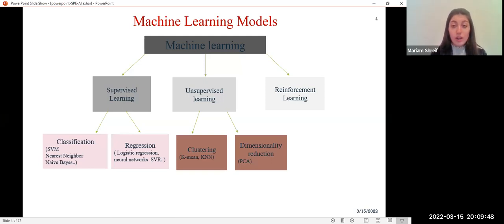And I want to highlight here that although dimensionality reduction is considered an unsupervised learning technique, it can be used as a pre-processing step to reduce the dimensionality of the data set before working with supervised learning algorithms. And finally, we have reinforcement learning. In reinforcement learning, we are training the model through trial and error, and then establishing a certain reward for the best outcome.